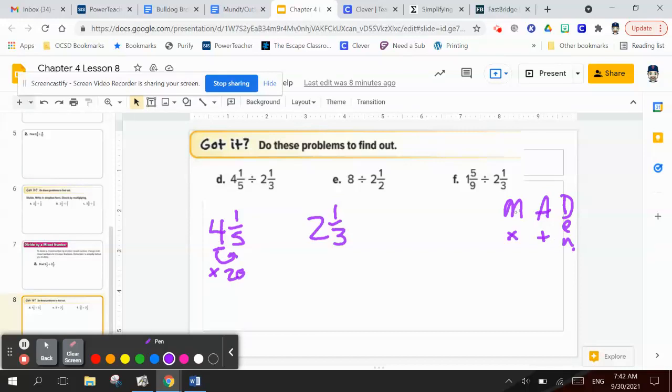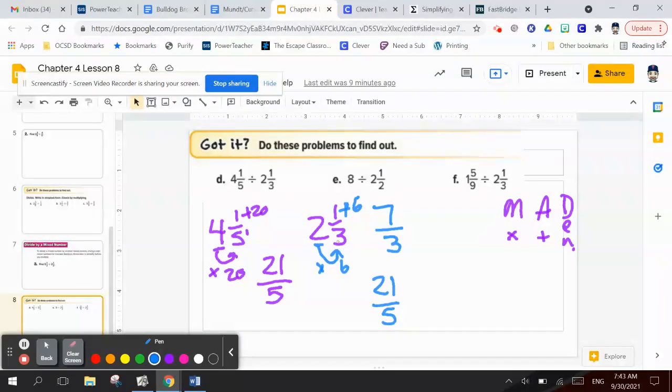I then add that to my numerator. 1 plus 20 is 21. And the 5 stays the same as the denominator. So there's my 5. If I look at 2 1/3, I take 2 times 3, which is 6. I add the 6 to the numerator. 1 plus 6 is 7. 3 stays the same as my denominator. So my first fraction, 4 1/5, is going to be 21/5.